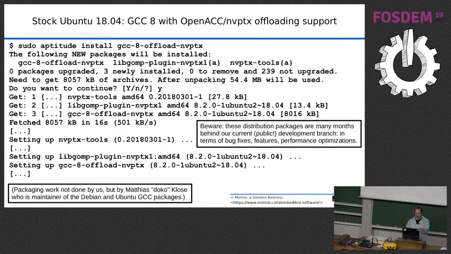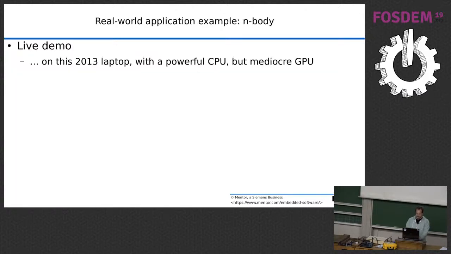You just have to install the gcc-8-offload-nvptx package and its dependencies. Obviously, Debian and Ubuntu are not shipping our latest, greatest development branch builds, but rather the stable GCC release branches. So that's something to try out. But if you're looking for performance or for the latest features, then you will have to look at our current development branch, which is also available in public, or talk to us about binary releases of GCC, which we could also get you. Right. But now the demo, live demo, either it works or it doesn't.